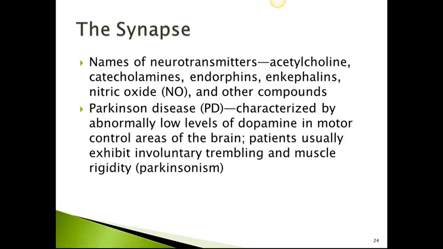Other neurotransmitters, such as catecholamines, and examples of catecholamines are norepinephrine, dopamine, and serotonin, all play a vital role in other functions such as sleep, motor function, mood, and pleasure. Endorphins and enkephalins are natural painkillers and are considered neurotransmitters. Parkinson's disease is characterized by abnormally low levels of dopamine in motor control areas of the brain. Patients usually exhibit involuntary trembling and muscle rigidity.